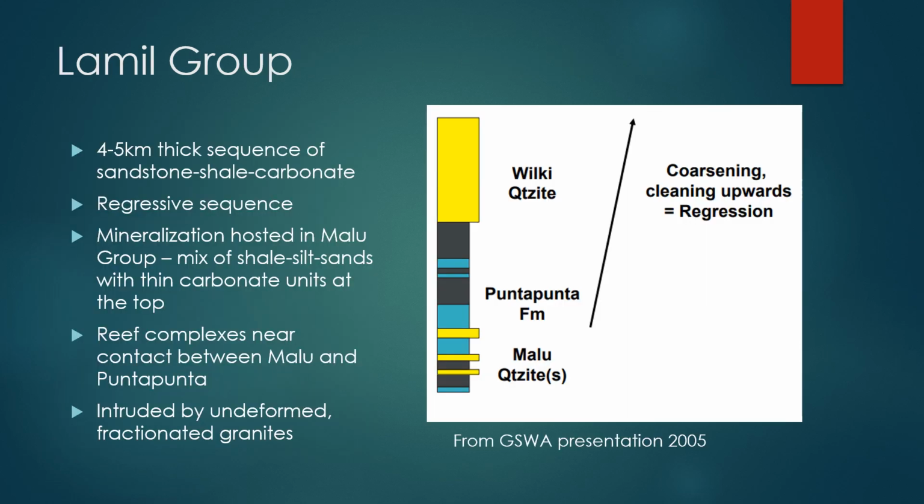And here's the Lamil Group in a bit more detail. It is a regressive sandstone, shale, carbonate sequence. Basically, it starts off as quite shallow marine and then progresses more towards shoreline and continental sediments. So we're basically drying out a basin, essentially. The Malu quartzites at the bottom, or the Malu Formation, is what hosts Telfer. The Puntapunta is what hosts Havieron. Okay, and this whole thing's been intruded by a series of granites that are undeformed and quite highly fractionated.